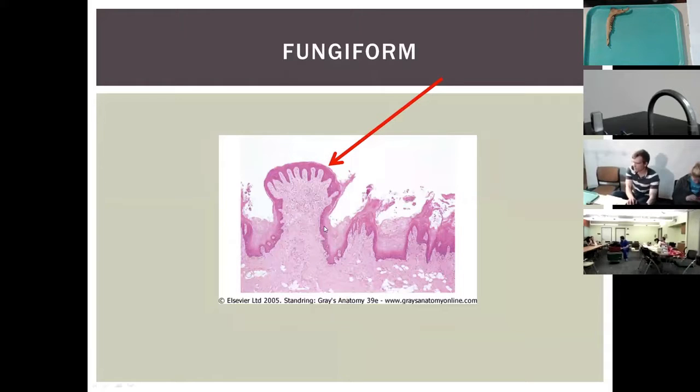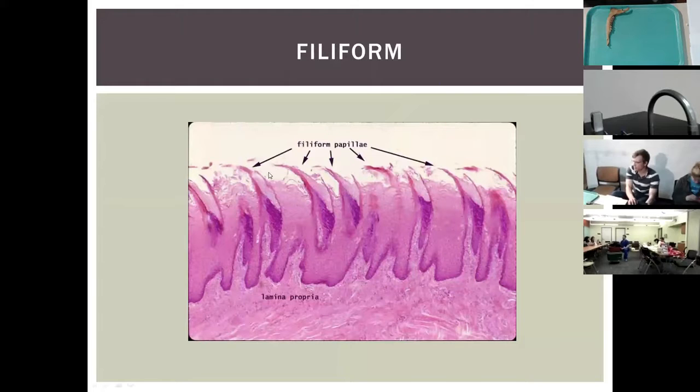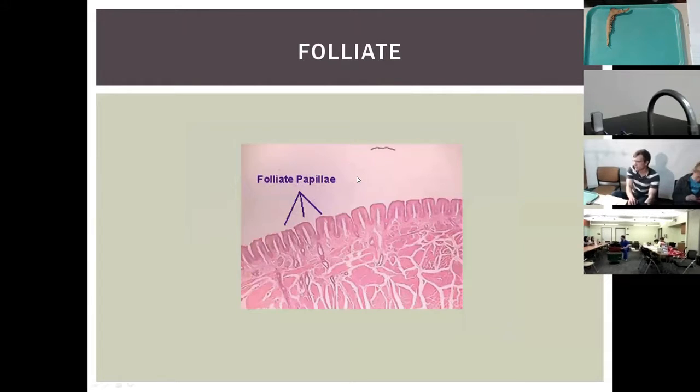Fungiform papillae, as I said, this is a cross section of it. This is mushroom shaped, so you can see that it sort of has a stalk at the bottom and it's sort of bigger on top. These are filiform. These don't have taste buds on them. They're just purely structural, and you can see that they're kind of short and pointy. And then foliate are going to be more of a boxy shape, and these are towards the back of the tongue.